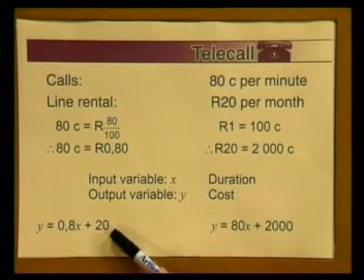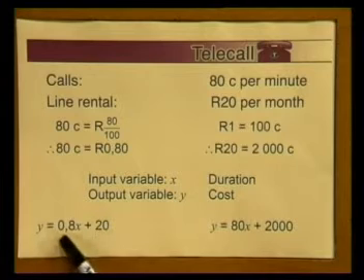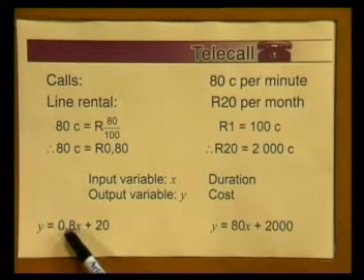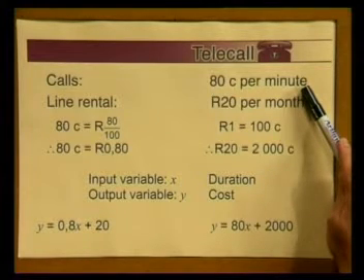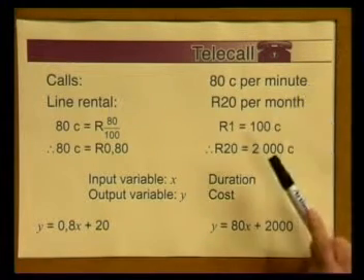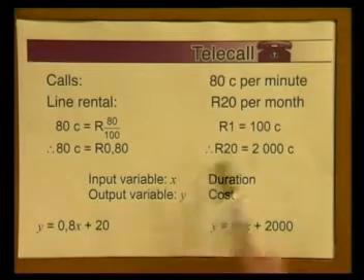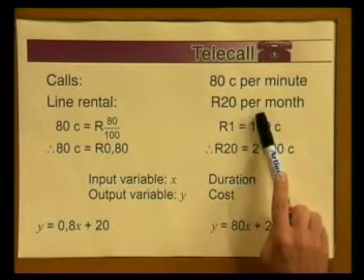Here is the formula. y is equal to 0,8x plus 20. Remember that the rate of change is 0,8 because Telecall charge 80 cents per minute, and the constant is 20 because the line rental is 20 Rand per month. Now think about it. Many prices are changed annually. So Telecall may decide to increase their line rental from 20 to 30 Rand a month. How would this affect our total cost?